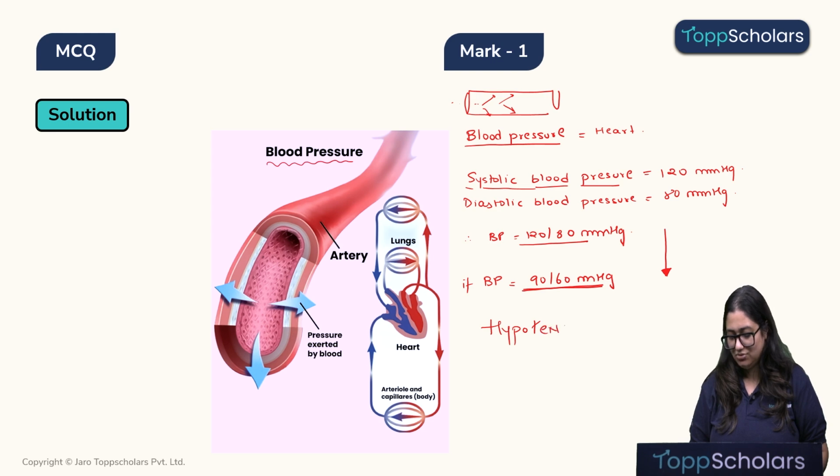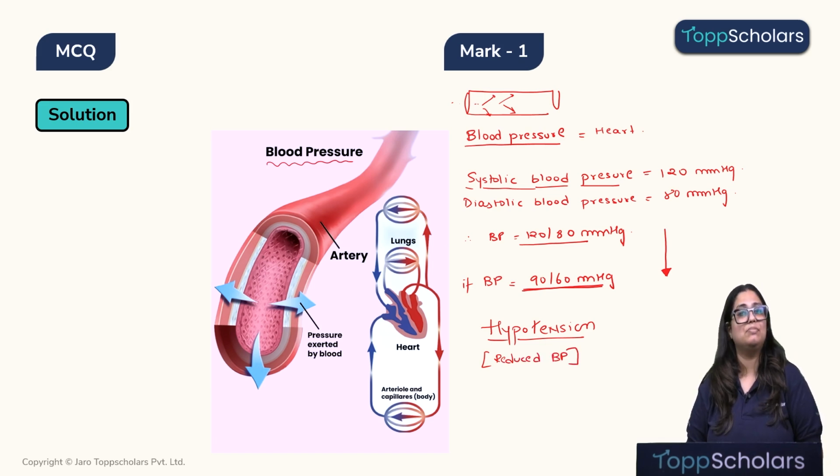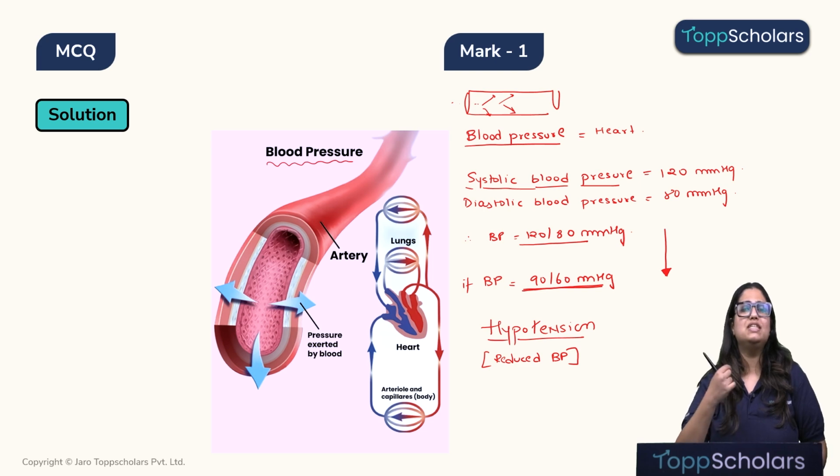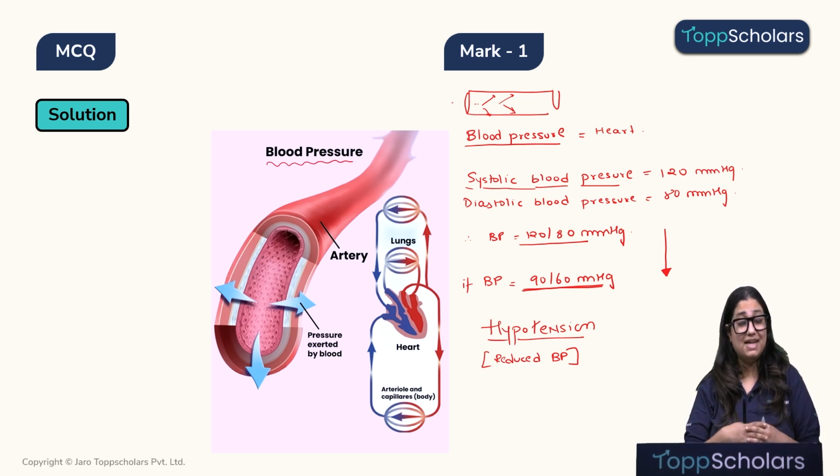What is this condition known as? This condition is known as hypotension. Hypo means reduced. So over here, since the blood pressure is reduced, this condition is known as hypotension. Hypotension, children, is a dangerous condition because when the blood pressure falls, the blood flows through the body at a very slow speed, and sensitive organs like our brain may suffer due to it.